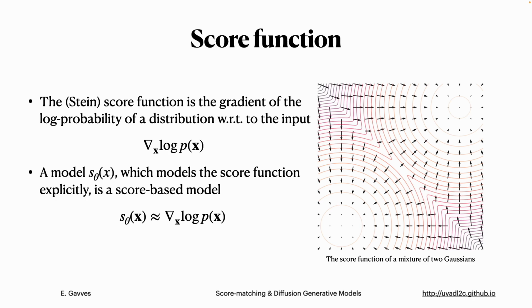So the score function is central to score-based models. The score function, the Stein score function, is just the gradient of the log likelihood with respect not to the parameters of the model now, but with respect to the x variable, the observed variable here. So this is a gradient field. It's a field, it's not just one vector, because you have to take the gradient of your probability with respect to all the dimensions of x. So x is multidimensional, right? So this is a field.